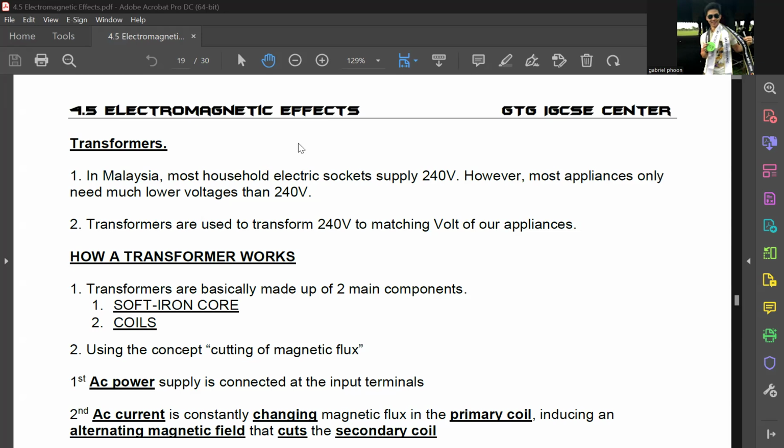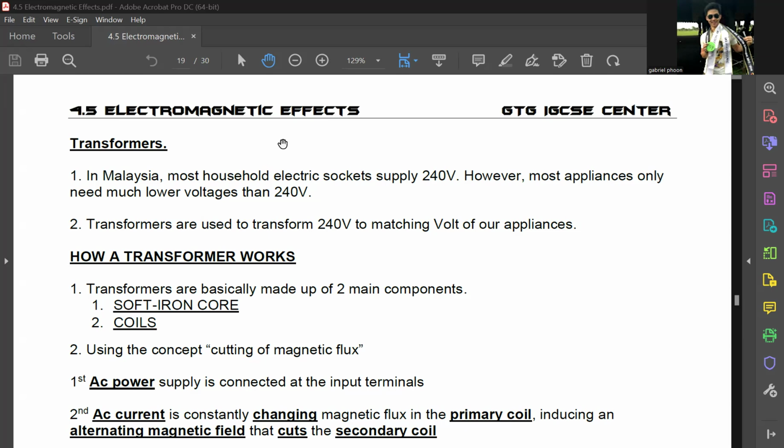A transformer is basically something that converts high voltage into low voltage. A very common example that you see most of the time is this black color brick that you see on the ground here. Why must we have a transformer? Do you know that all these 3-pin plugs that you see on the wall actually provide 240 volts?